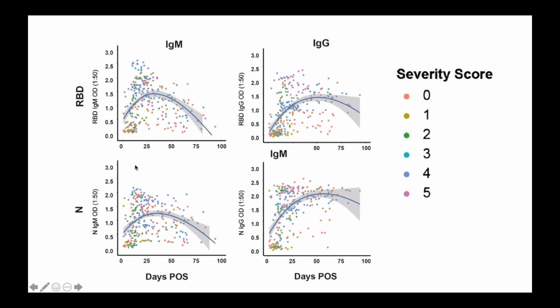So what you can see here is even though there's sort of these general curves that they can generate from the data, there's still a lot of scatter. So that's one of the key take-homes here: when you're looking at antibody testing, not every patient is going to follow the classic pattern.